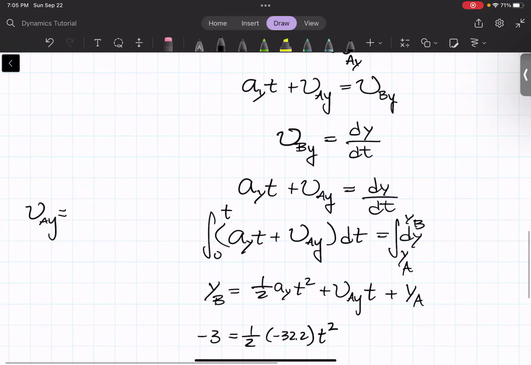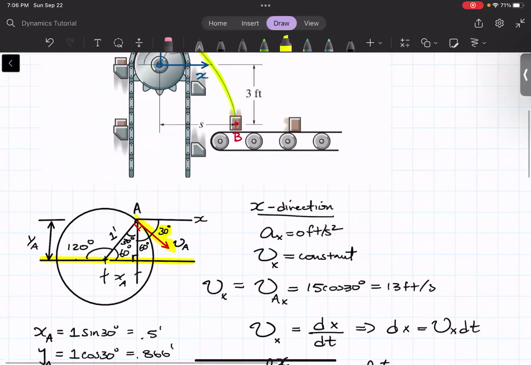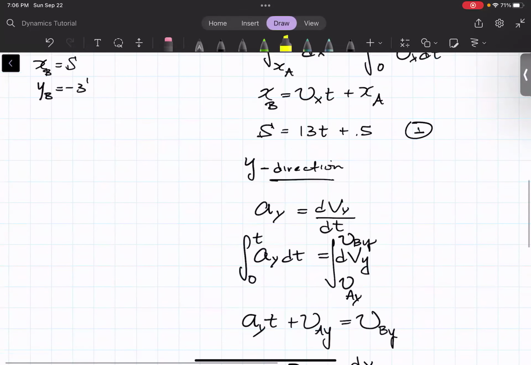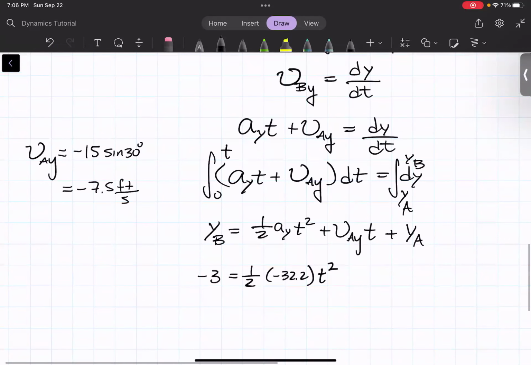So VAY is equal to minus 15 sine 30. How do I know that? We look at the picture, we look at the direction of velocity. The velocity goes this way, has a negative y component, take the sine 30 of VA, and essentially that gives you the y component. So minus 15 sine 30. That gives us minus 7.5 feet per second. So minus 7.5 t.